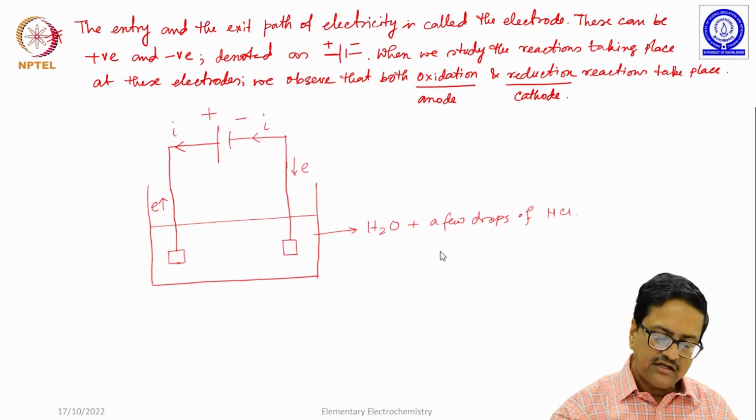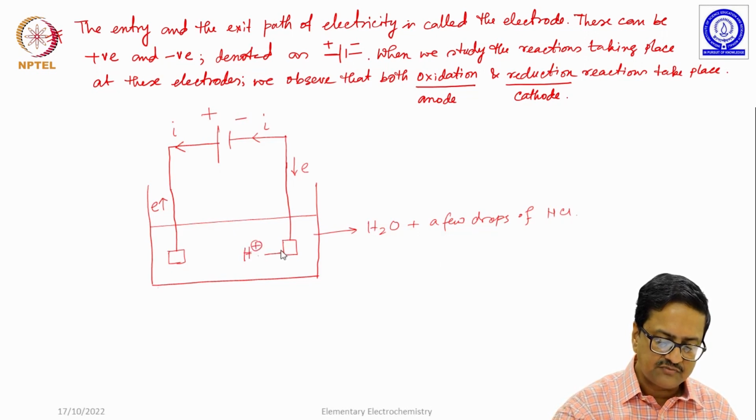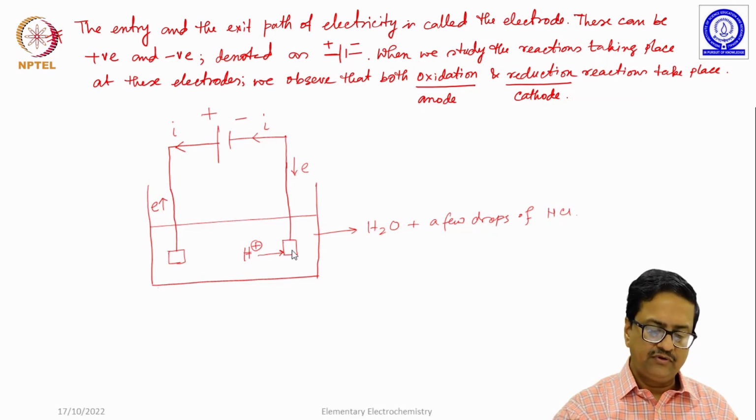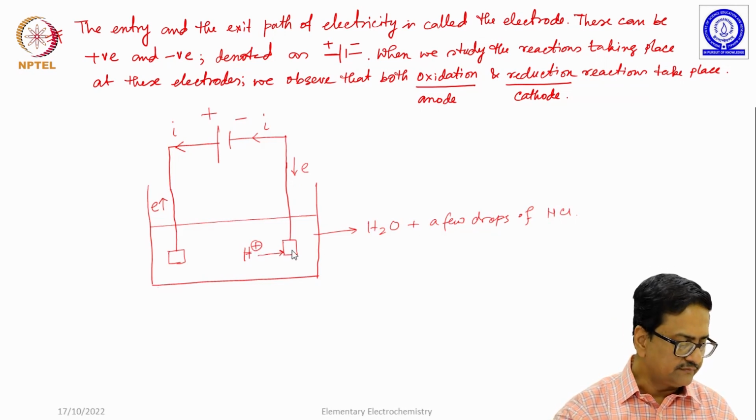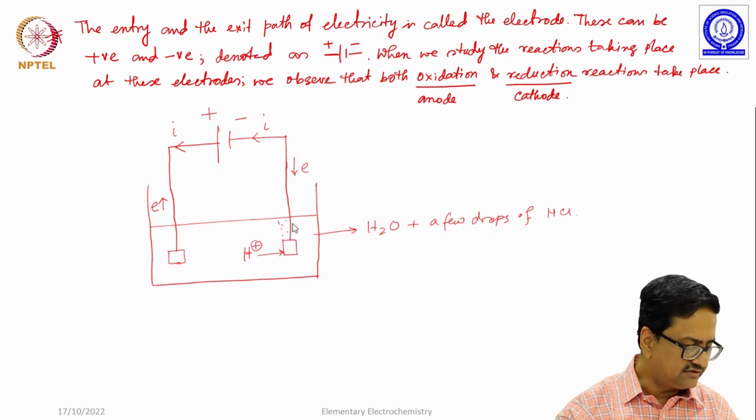So, when you do that, as I indicated in the previous introductory class, the H plus ions move towards the cathode and get converted to hydrogen gas and it is released.